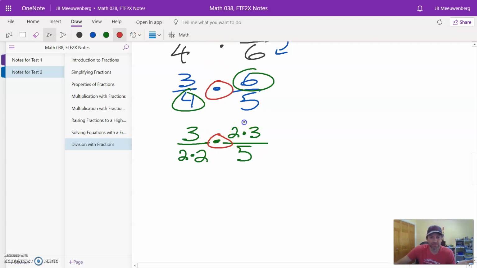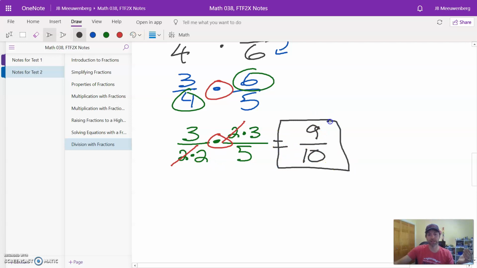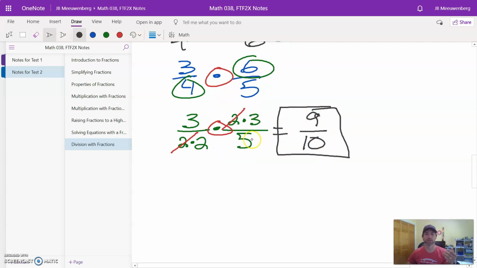So what can we cancel? I see a 2 and a 2, and I think that's it, because we have to cancel numerators with denominators. What's left? 3 times 3 is 9. 2 times 5 is 10. 9/10. Let's look at one more.